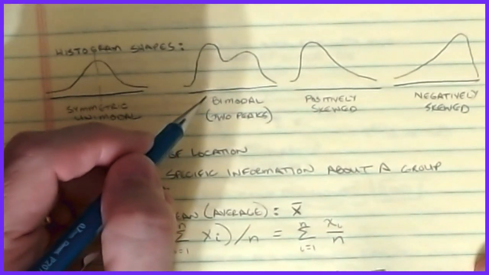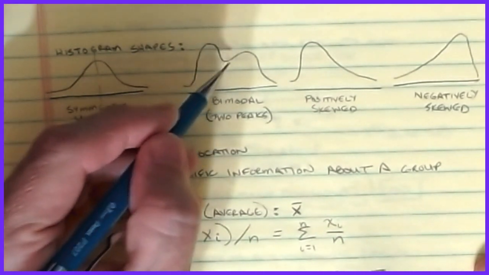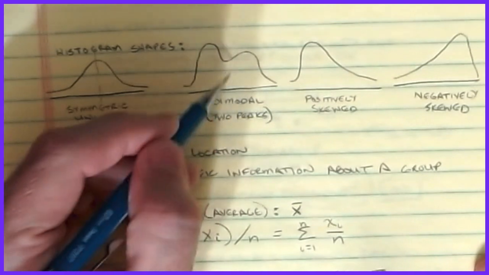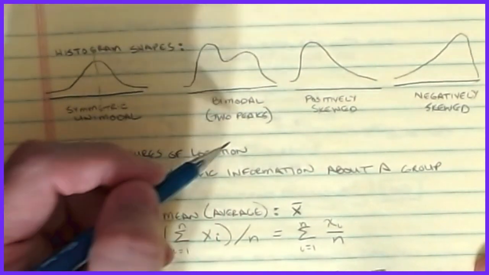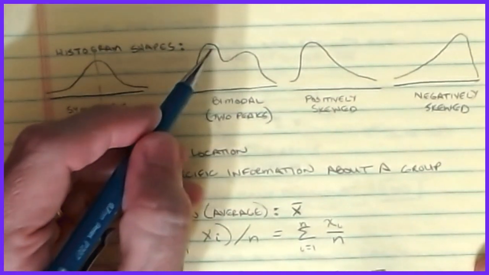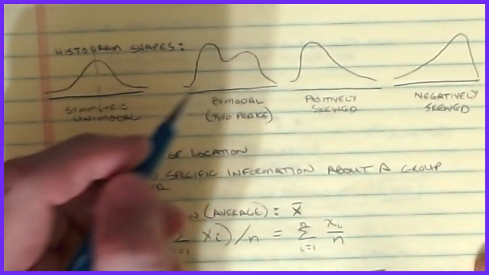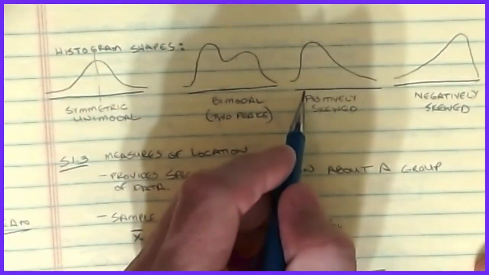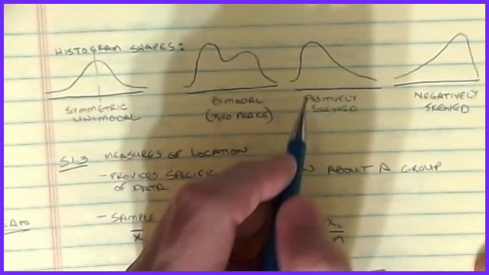The bimodal was the one that we saw in our stem and leaf plot that had two basic peaks. Now I don't care where they are. I don't care that one is higher than the other. It just has two distinct peaks. We talked about skew. So if it's skewed to the left, it's a positive skew.